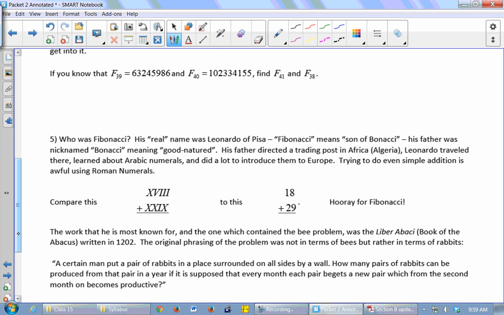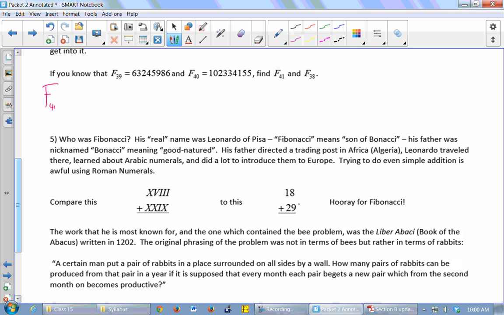All right, so if you know that F39 is 63,245,986 and F40 is 102,334,155, could you find F sub 41? How? Just add them. Yep.